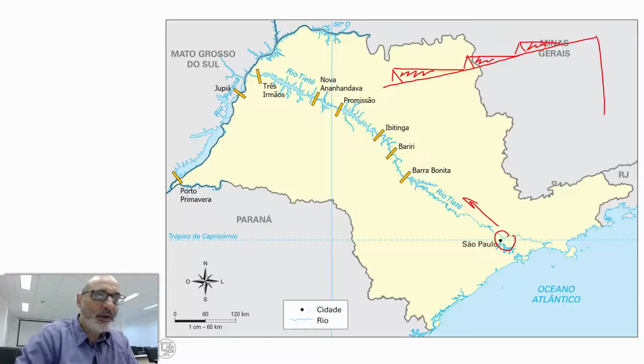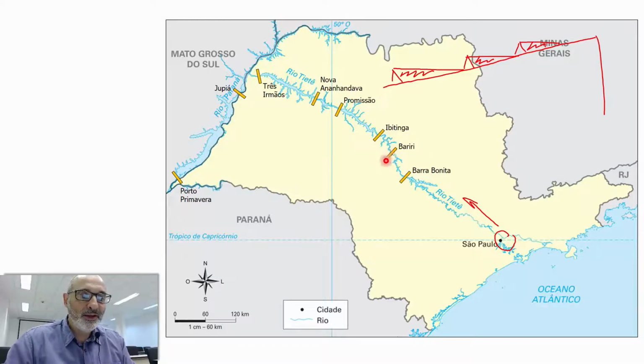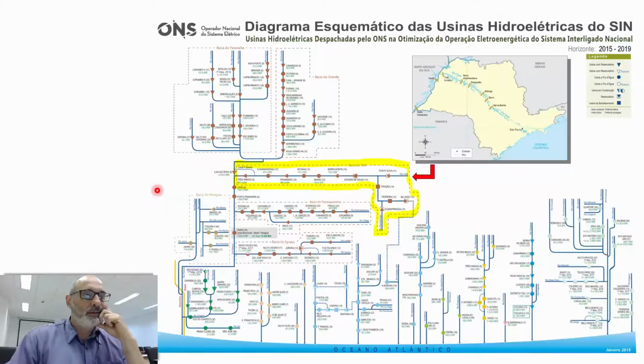Let me get my pointer. The tip of the reservoir here is at the foot of the dam here, as I'm drawing. So you have this series of reservoirs: Barra Bonita, Bariri, Bitinga, that's the one I visited a few years ago, as I was mentioning. And you have Três Irmãos, Jupiá, and so on. That's the whole scenario here in Brazil, and these dams in the Tietê River are represented here. I'm going to zoom out here. I think it's interesting.